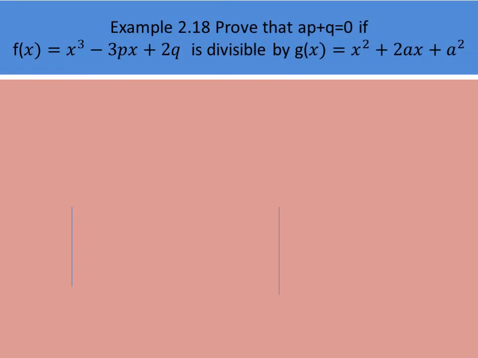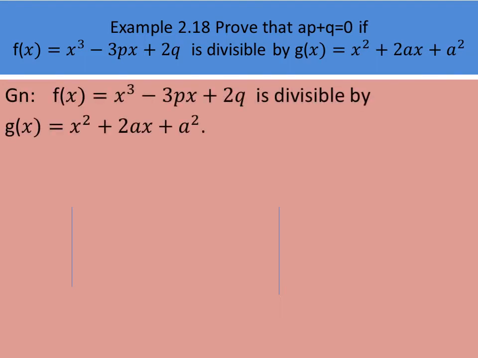The next sum, example 2.18. Prove that ap plus q equal to 0 if f of x is equal to x cube minus 3px plus 2q is divisible by g of x is equal to x square plus 2ax plus a square. So it is given f of x equal to x cube minus 3px plus 2q is divisible by g of x equal to x square plus 2ax plus a square.